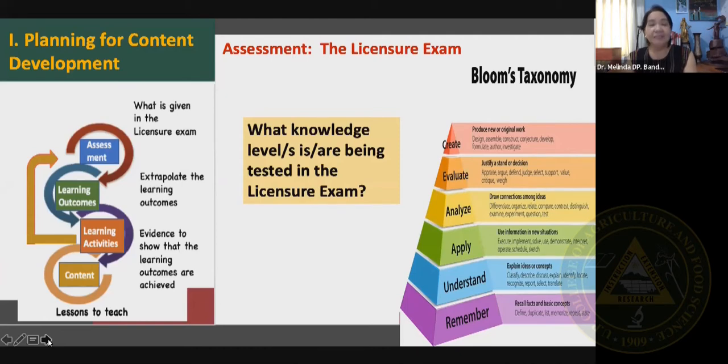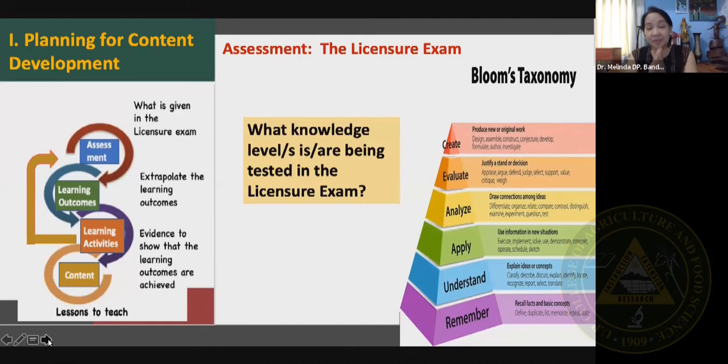What exactly are the questions? What knowledge level or knowledge levels are being tested in the licensure exam? So dito, yung mga nakaranas ng kumuha ng licensure exam for agriculture, 'di ba? Especially among those who are part of yung mga reviewers natin, pwede kayong mag-contribute. Pwede nyo sabihin na, it's at the remembering, understanding, or may mga questions then about creating something or evaluating something.